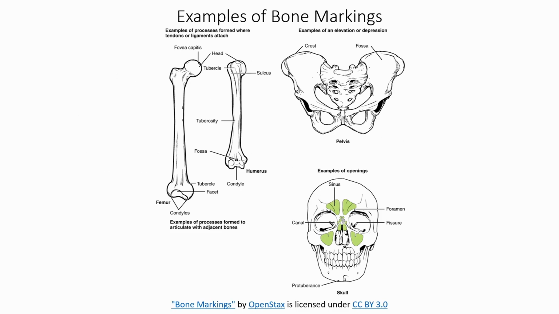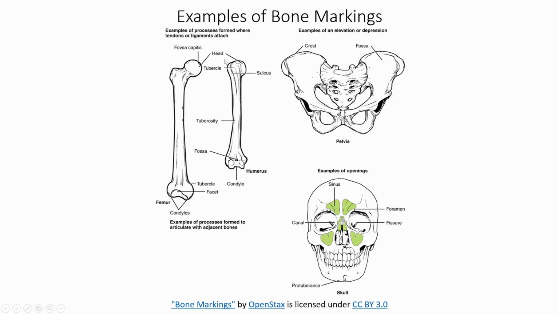So here are some examples, and on the next slide we have a long list of them, so I'm not going to go over all of them here, but we're at least going to look at a few. We have these condyles down here on the bottom. I'm on the left looking at the femur, as well as the humerus. We see these condyles. These are rounded projections. We see a tuberosity. This is like a raised rough edge.